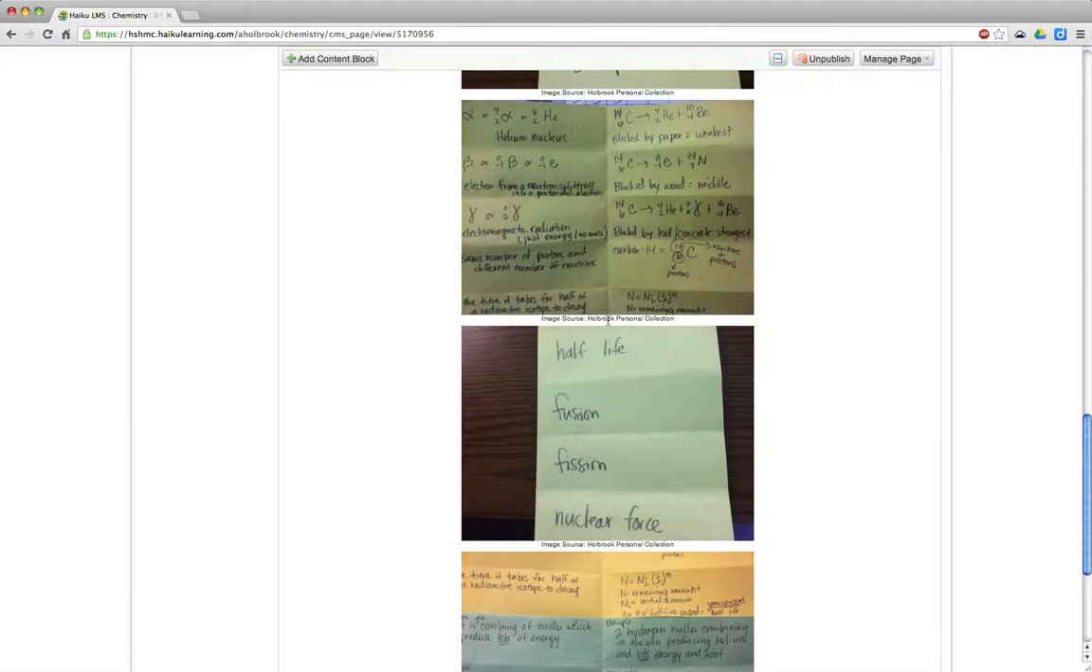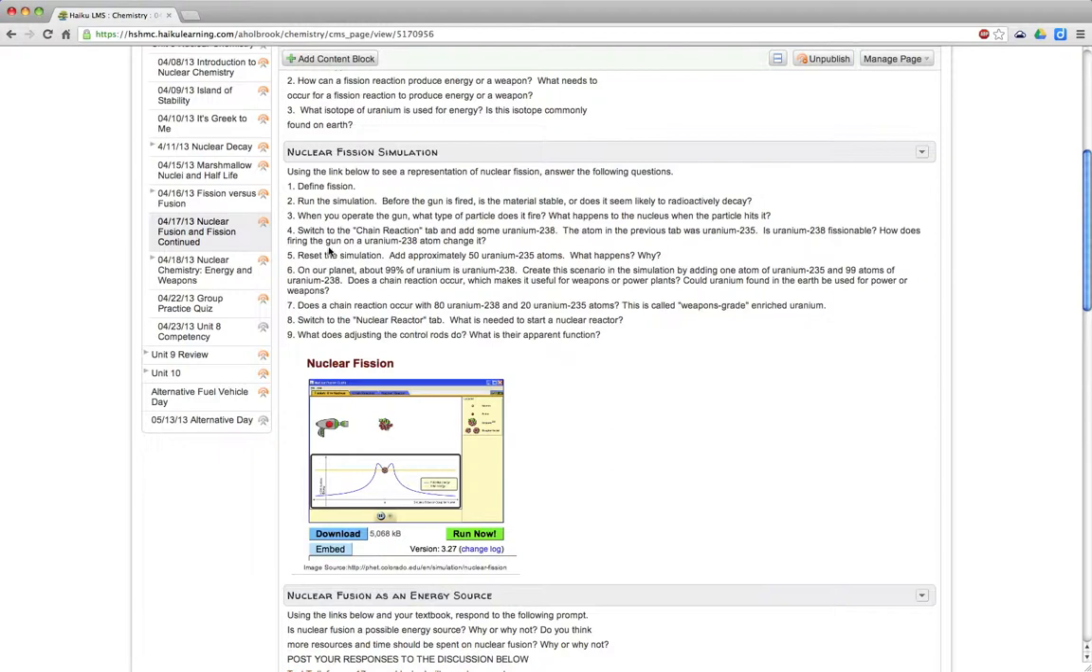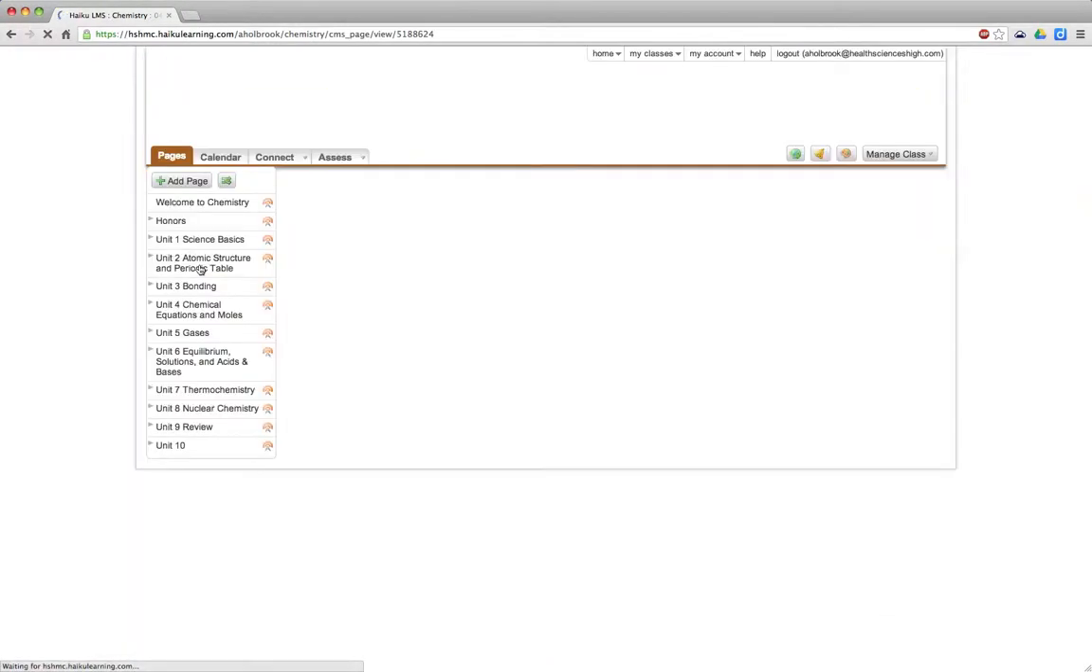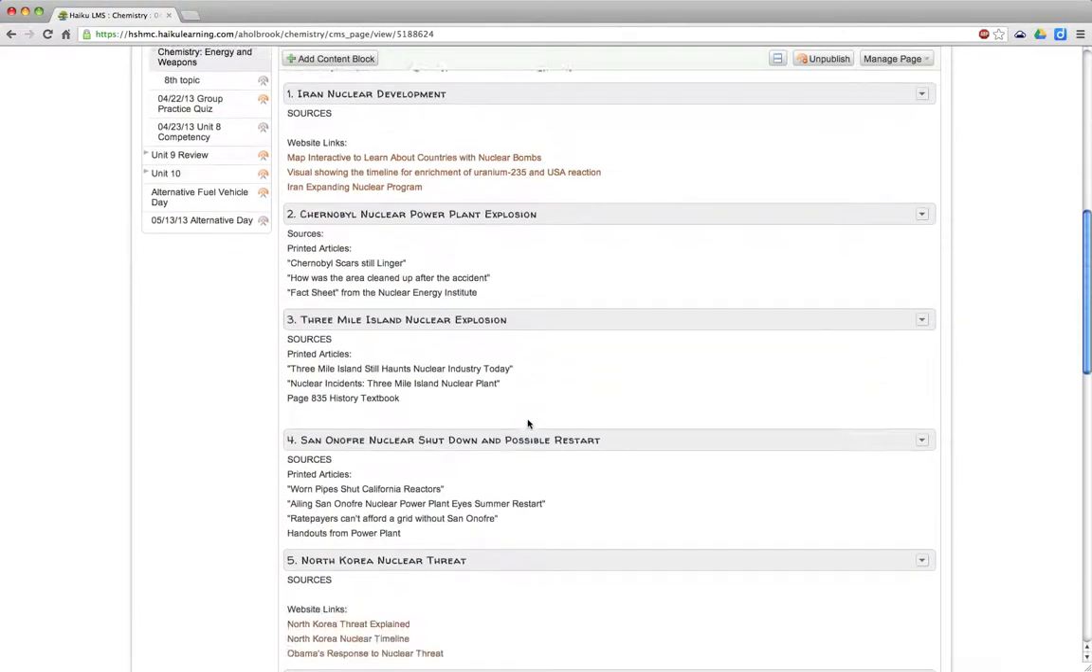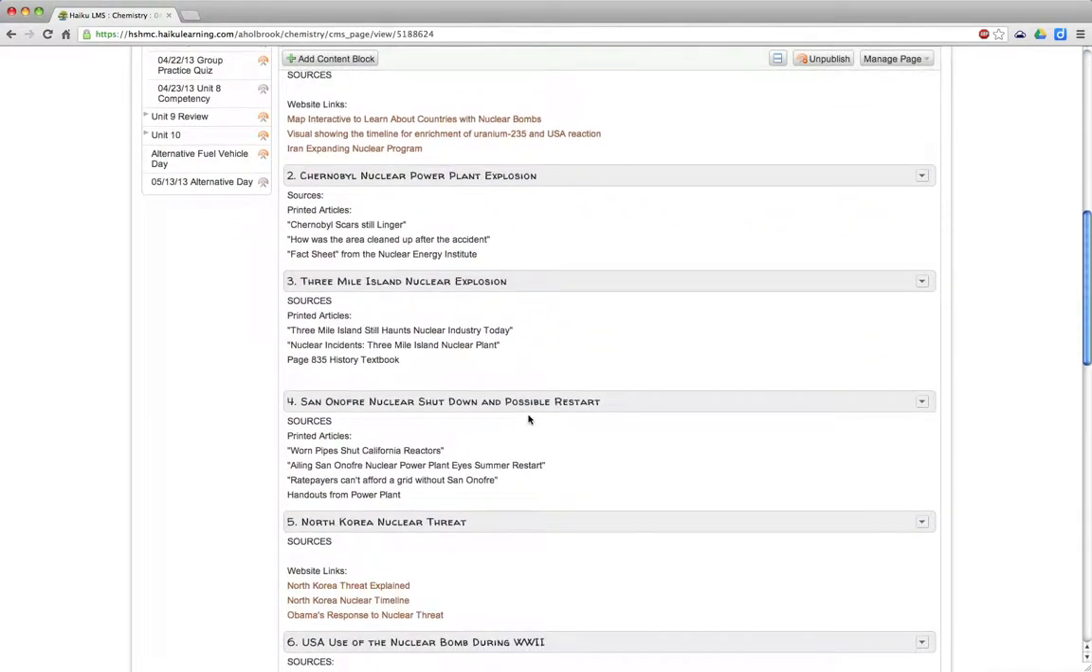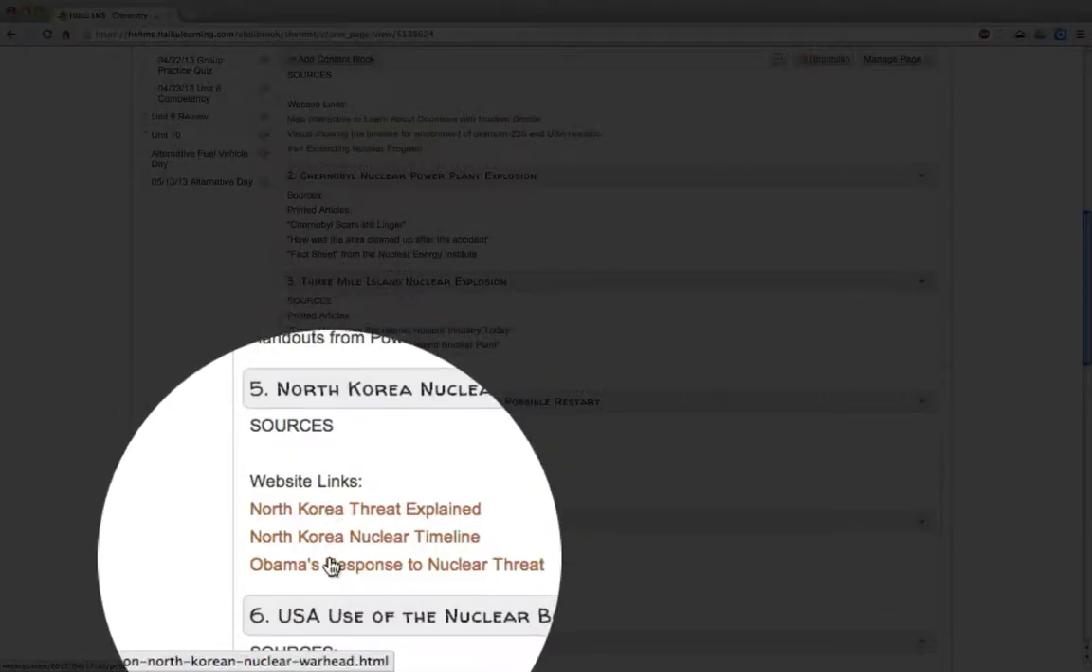The final assignment in the application of nuclear chemistry was a mini research project that the students completed in class. There were 8 topics shown here related to nuclear chemistry, and each student at a table picked a different topic so that in the end each person could share with and learn from the peers at their table. The students used Haiku to access articles, videos, and website links to help explain their topics.